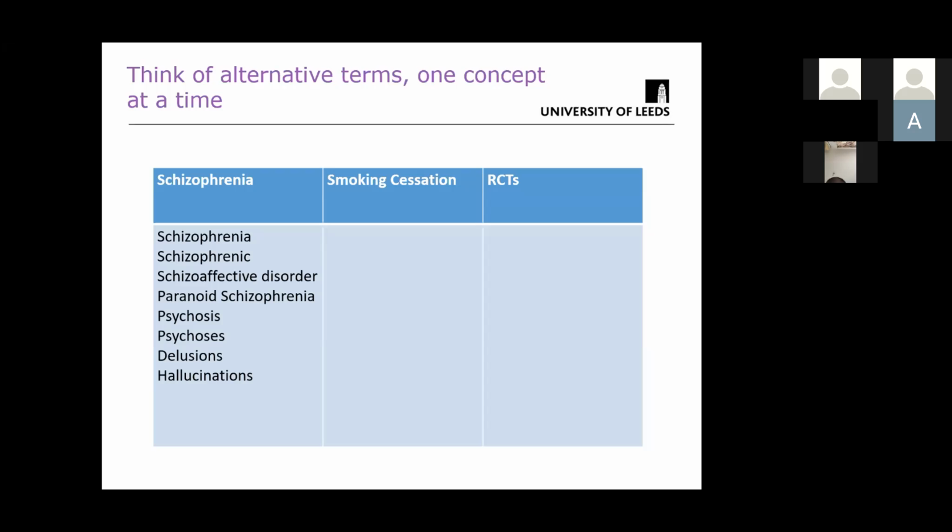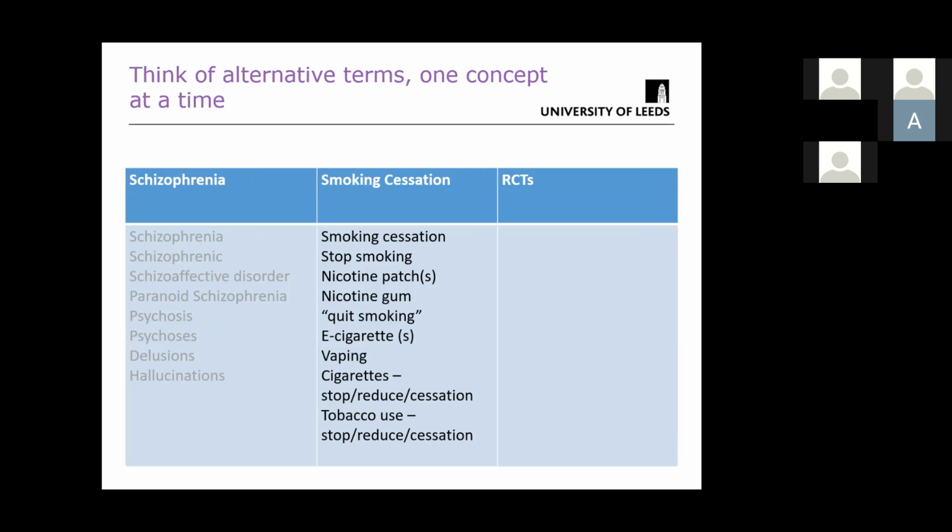The author might be writing about schizophrenic patients, schizoaffective disorder. Perhaps they're going to talk about people with paranoid schizophrenia, psychosis, psychoses, delusions, hallucinations. There's all sorts of different ways that we can talk about the concept of schizophrenia when an author is writing a paper. So what we need to do is think about how the author is going to write it down. The next thing, once I've gathered together all of these terms, is I want to think of my second concept, which is smoking cessation.